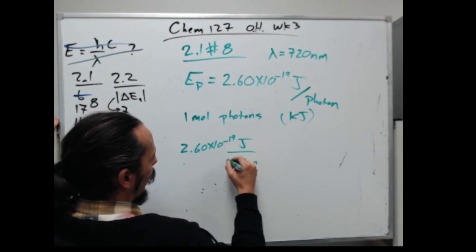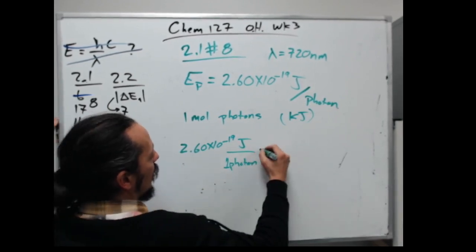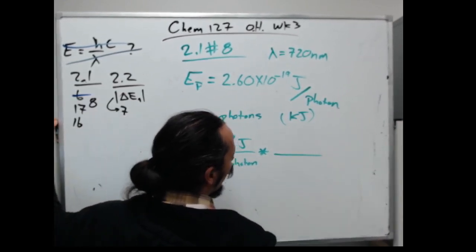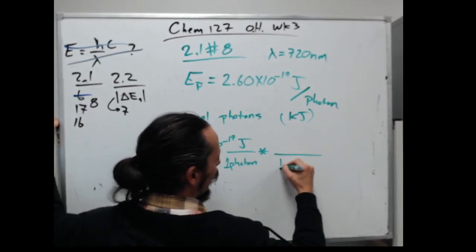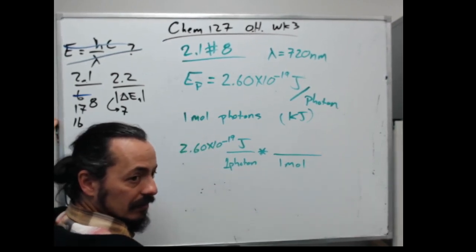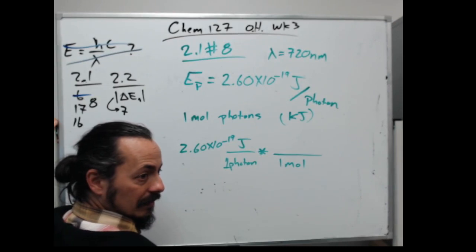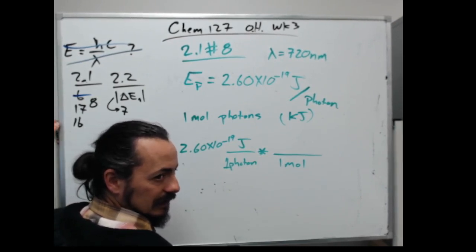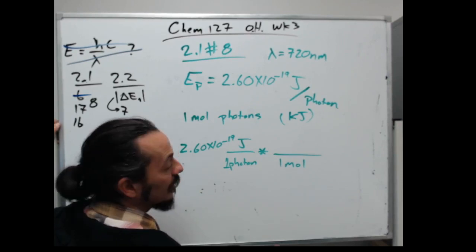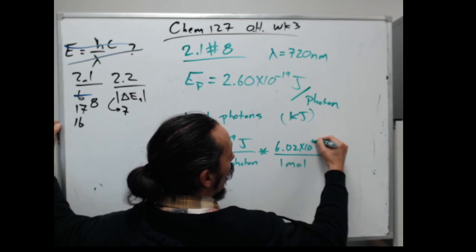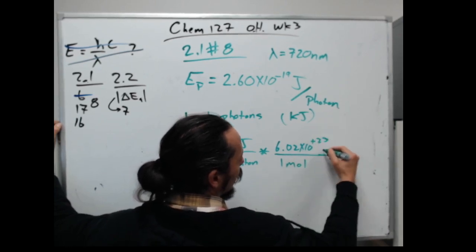And then we can say, okay, we want it to be energy per mole of photons, so I'm going to have 1 mole on the bottom. How many photons in 1 mole? What's the number for a mole? Avogadro's number. 6.02 times 10 to the positive 23rd photons.